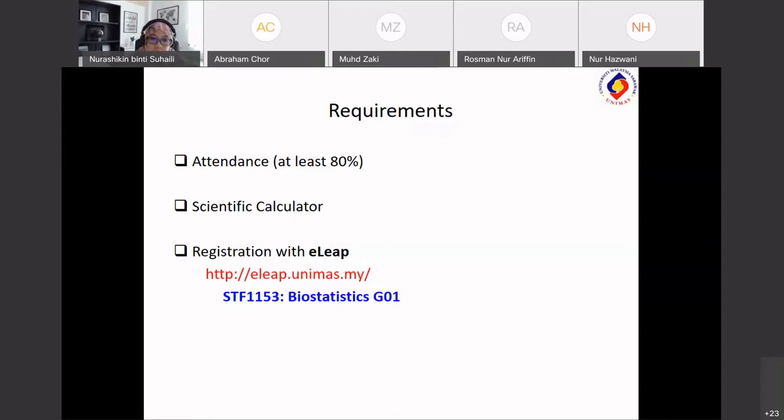I'm not going to be so strict with the attendance, because I also understand this is online, it might not be convenient to some. So please let me know if you are not able to attend or join the class, and make sure that you get the lecture notes. Okay. I think you have joined the eLeap.